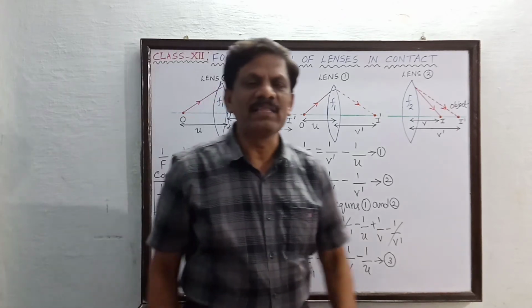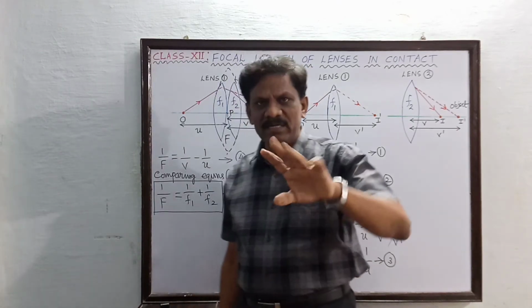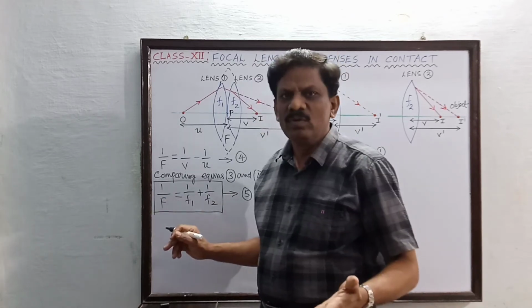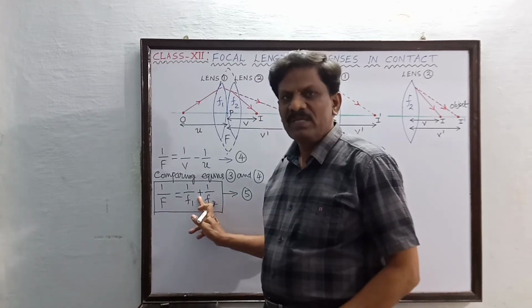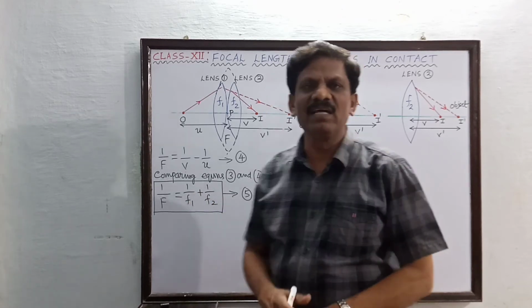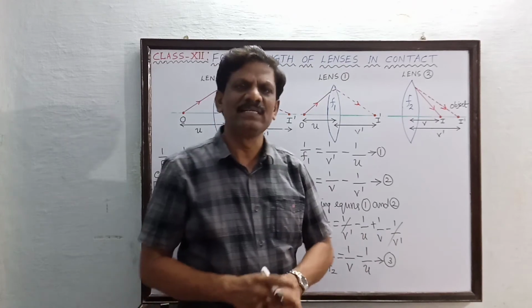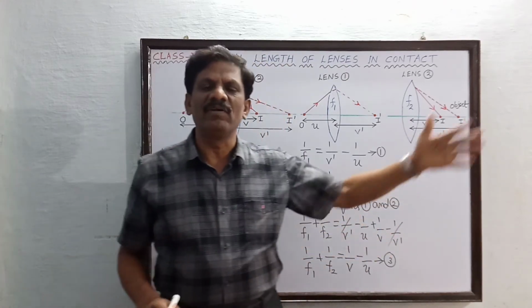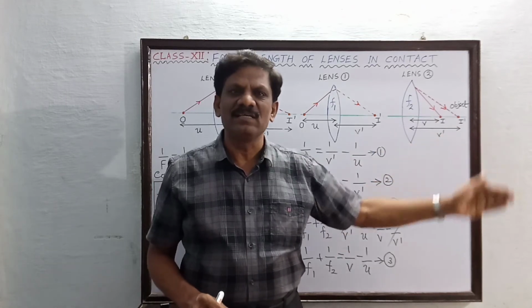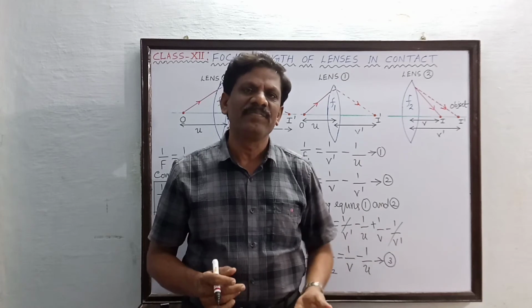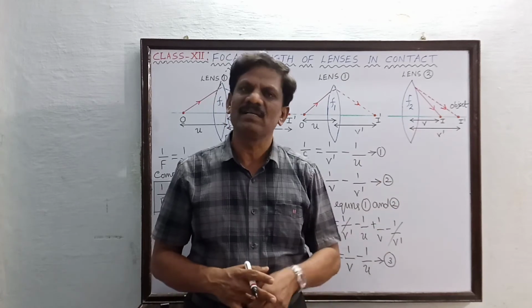So how will you find the combined focal length? The reciprocal of the combined focal length is equal to the sum of the reciprocals of the individual focal lengths of the lenses. Understood? So this equation can be extended for n number of lenses. Suppose 3 lenses are there, the third term will be 1 by f3, like that for n number of lenses also.